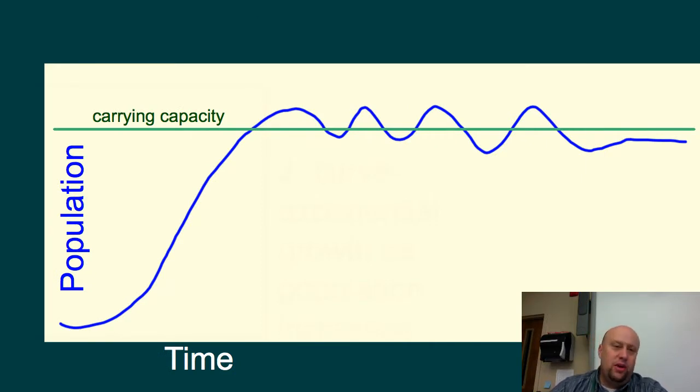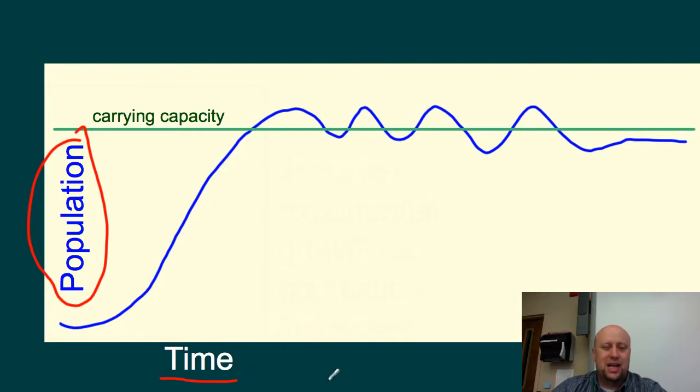So I want to look real briefly here at a couple of concepts related to a graph. Anytime you look at a graph, we've been over this lots this year, you should always look at what the axes are. So on the y-axis here, we've got population. We've got time on the x-axis. So as time goes this way, what happens to population?